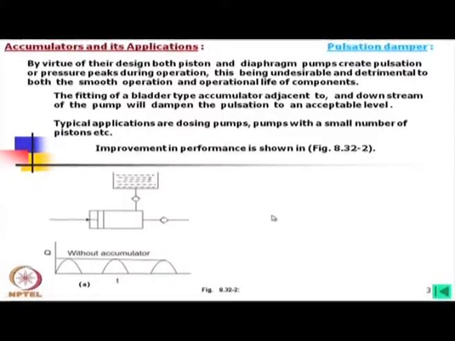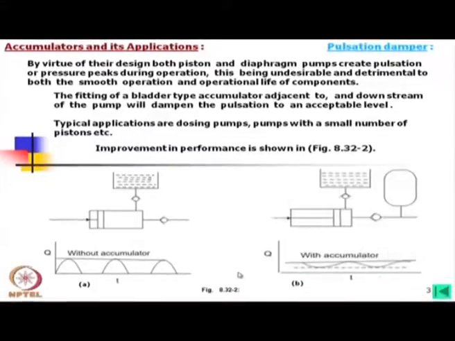Now, improvement in performance can be realized from here. If the oil is being pumped in from here, then without this accumulator we may have a ripple like this, and if we use an accumulator, this ripple will reduce. This is an accumulator, this is a very schematic diagram; how it looks, we will see later.